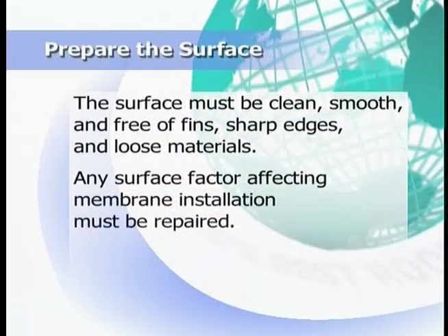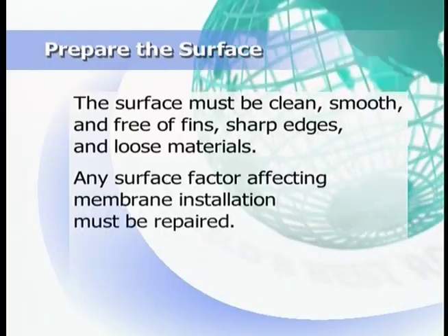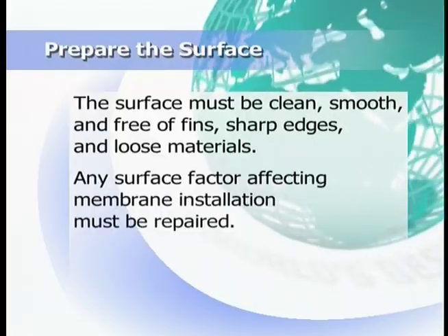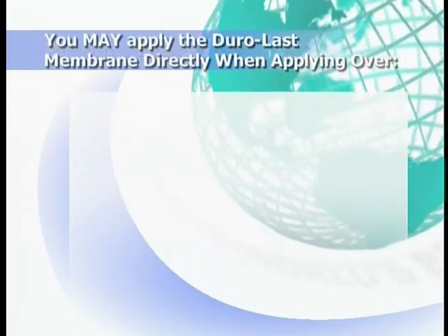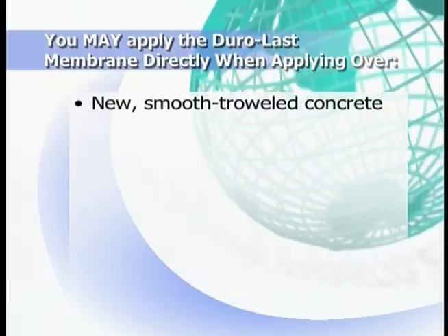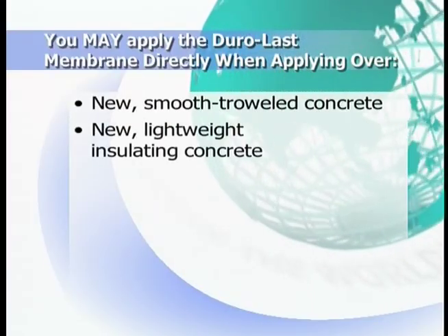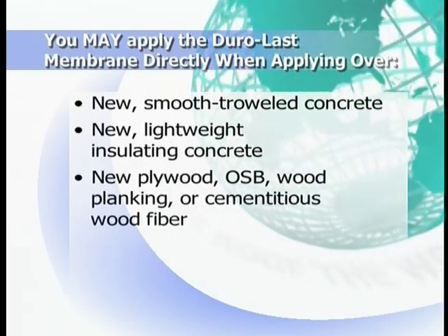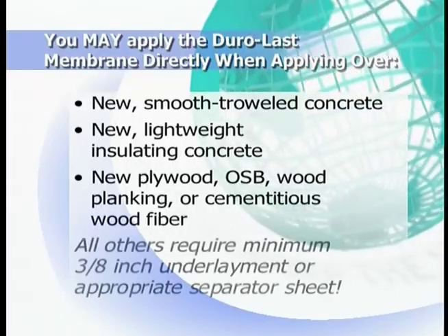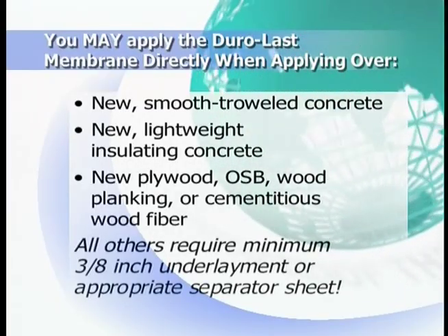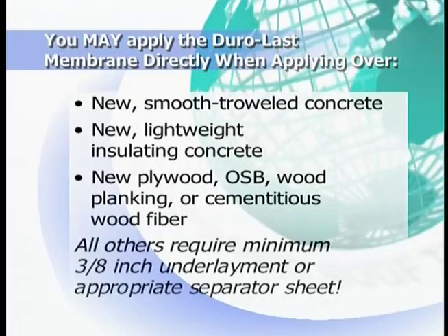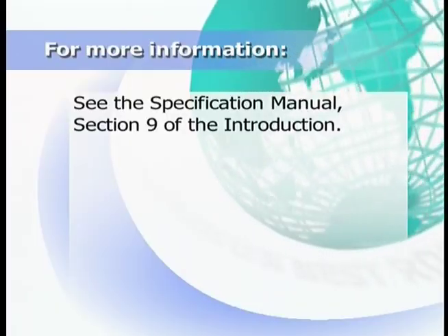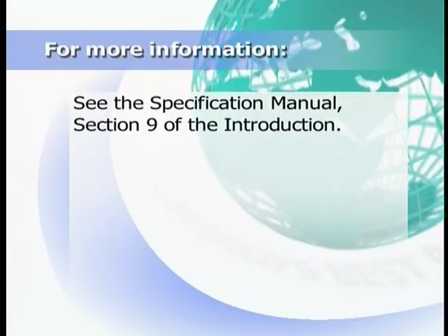The surface must be clean, smooth, and free of fins, sharp edges, and loose materials. Any part of the surface or protrusions that may affect the membrane installation must be repaired. You may directly apply the Duro-Last membrane over new, smooth-troweled concrete, new lightweight insulating concrete, and new plywood, oriented strand board, wood planking, or cementitious wood fiber. All other rough surfaces require a minimum 3/8 inch underlayment or appropriate separator sheet prior to installing the membrane. For more information, refer to the Specification Manual, Section 9 of the Introduction.